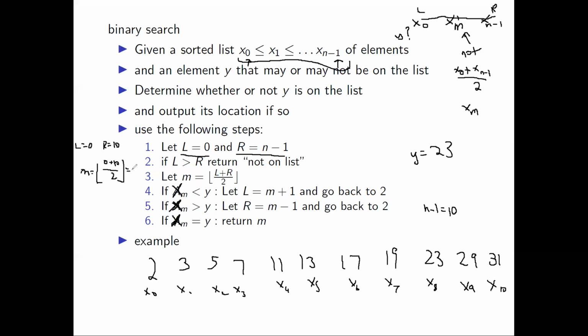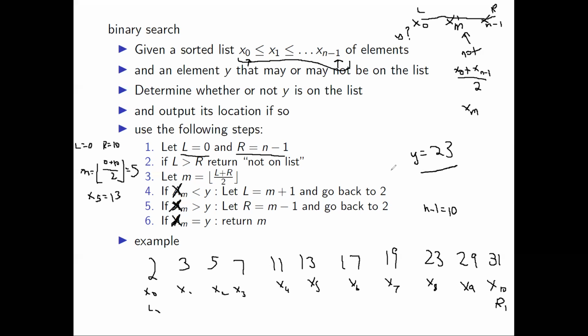And that's just 5. And we're going to look now at x sub 5. So x sub 5 equals 13. And I'll also draw my L and R down here too. I'll call them L1 and R1.